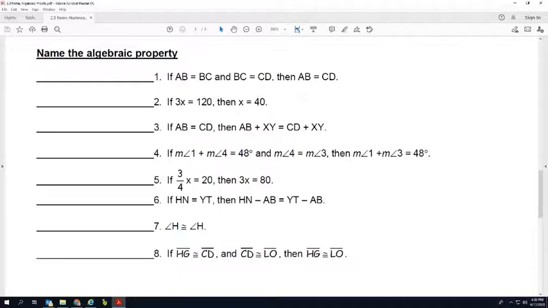So I've got if AB equals BC and BC equals CD, so the same thing. That means that these are going to be equal to each other. AB equals CD. That's the transitive property. Okay, next we have if 3x equals 120, then x equals 40. Well, it looks like what I've done is divided both sides by 3 to make that happen. So this would be the division property.